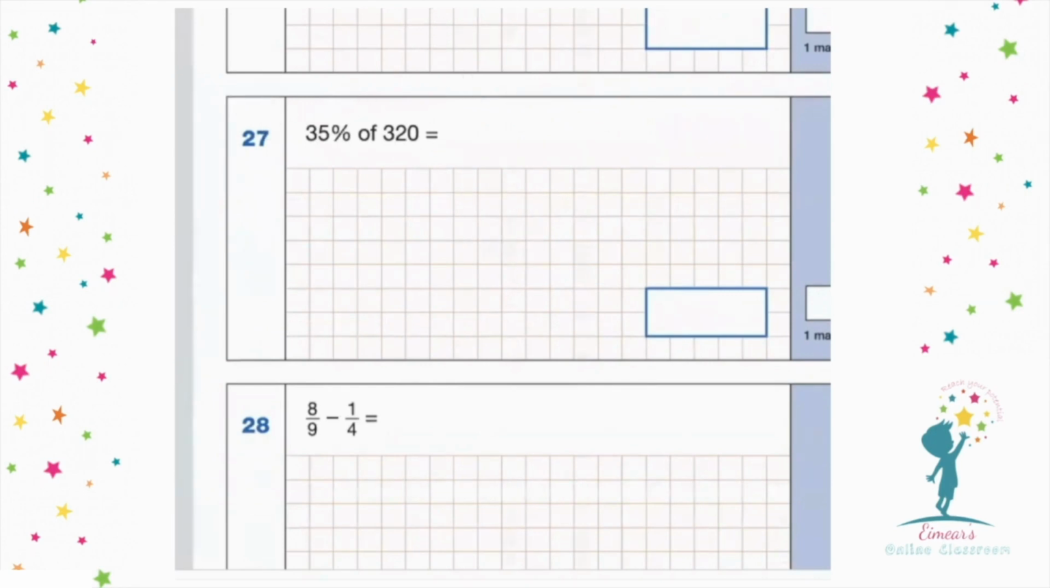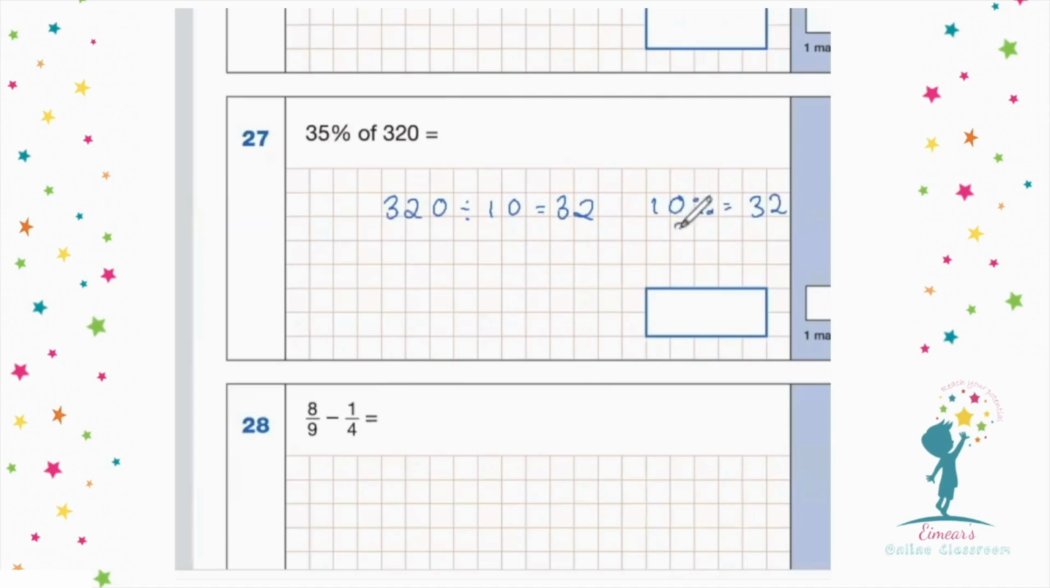Okay, what is the easiest way to do this? We can work out what 1/10 is first of all. So 320 divided by 10 equals 32. And we need 30. So what is the half of 32? So 10% equals 32.